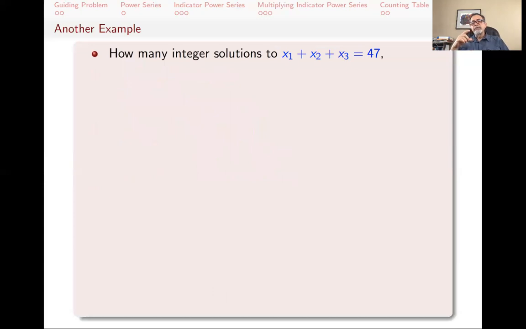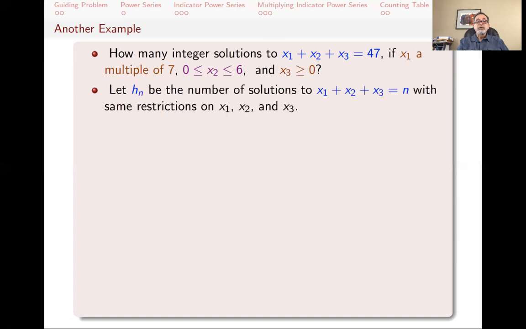Let's do our proof of concept theorem problem also. So how many integer solutions to x1 plus x2 plus x3 equals 47, if x1 is a multiple of 7, x2 is between 0 and 6, and x3 can be anything that we like? So Hn is going to be the number of solutions to x1 plus x2 plus x3 equals n with the same restrictions. And then we find the indicator power series for multiples of 7 is 1 plus x to the 7th plus x to the 14th. And that's the same as the geometric series with a common ratio of x to the 7th. And so it's 1 over 1 minus x to the 7th.